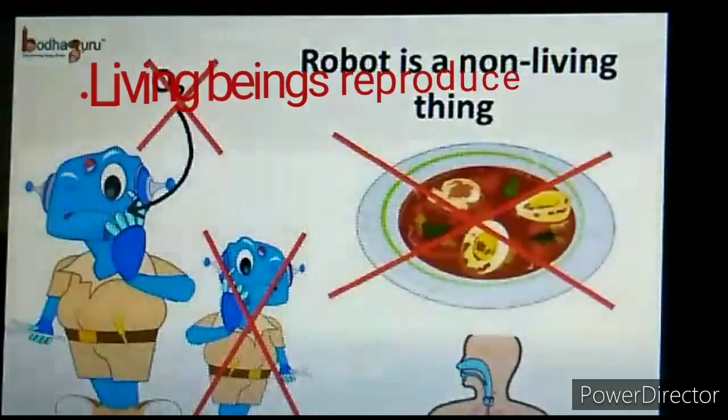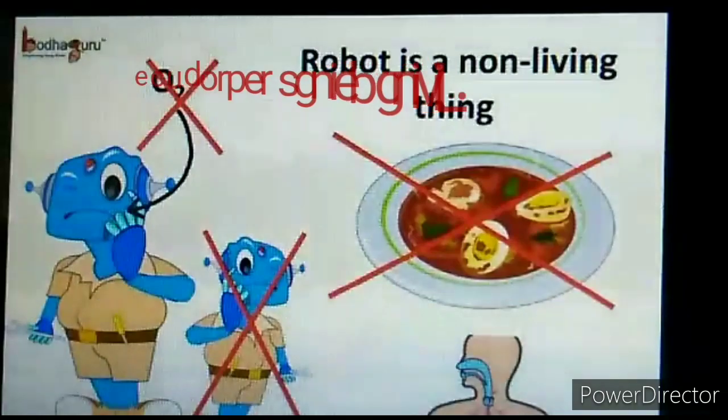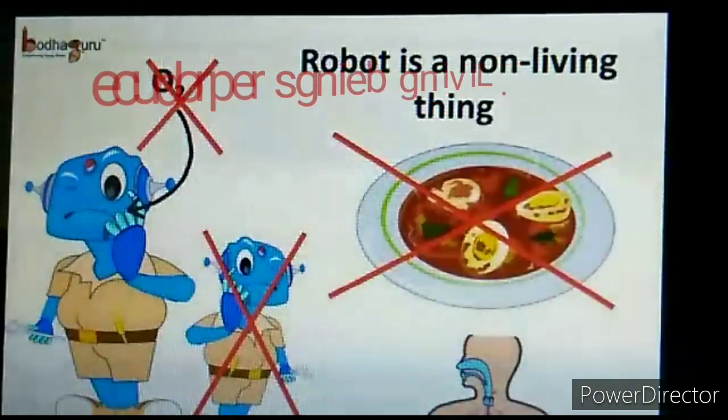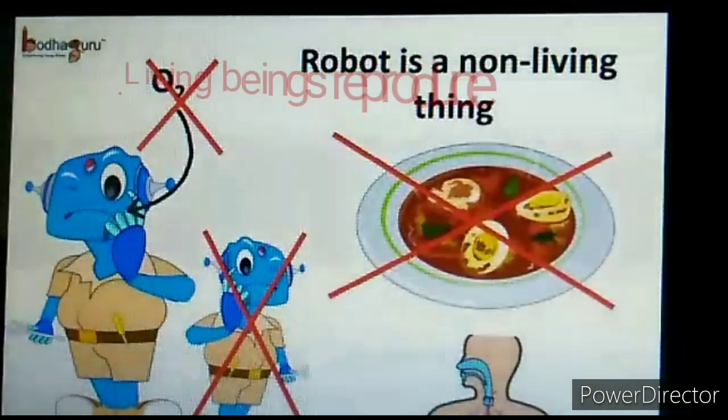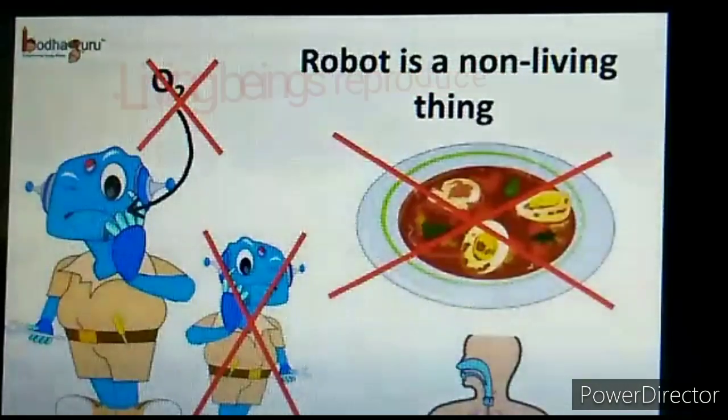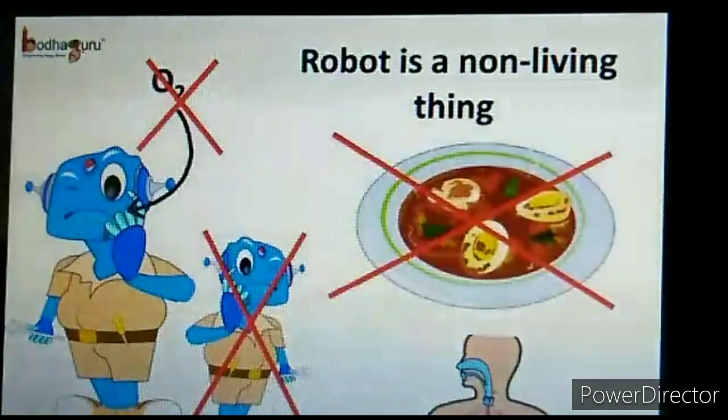A robot can move. It looks like a human being, but it doesn't need to eat food as it runs on electricity or a battery. It also doesn't need to breathe like other living organisms. So, it's a non-living thing. Hence, a robot cannot give birth to a baby robot, as living things can reproduce. This is also one of the characteristics of living beings, children.